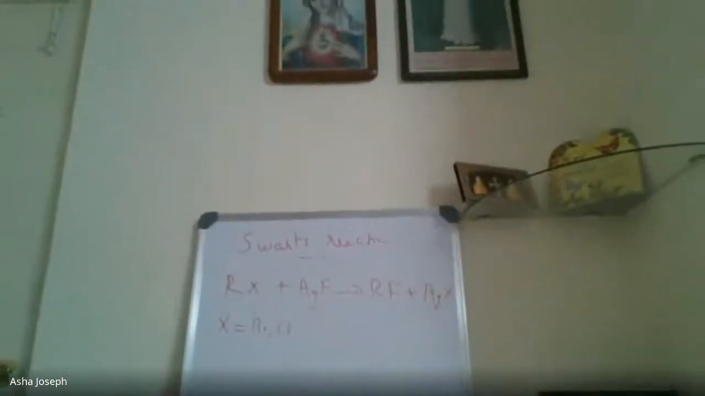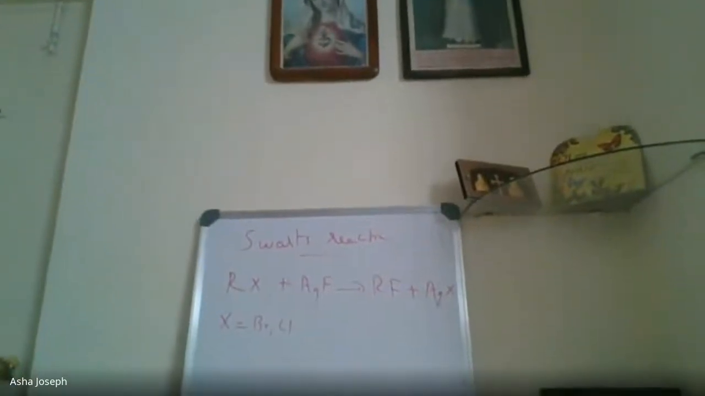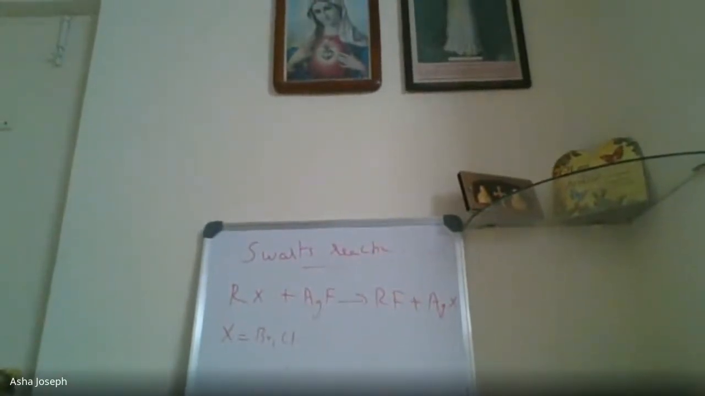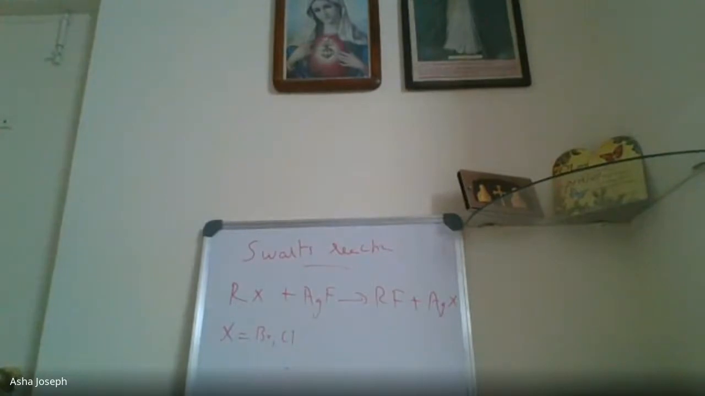So here, Prashant, you are asking Schwarz reaction is for what? For getting fluoroalkane. You see the board. You will get RF. RF is alkyl fluoride or fluoroalkane. So from alkyl chloride or bromide, you will get alkyl fluoride. In other words, alkyl fluoride or fluoroalkanes. Now clear, Prashant?